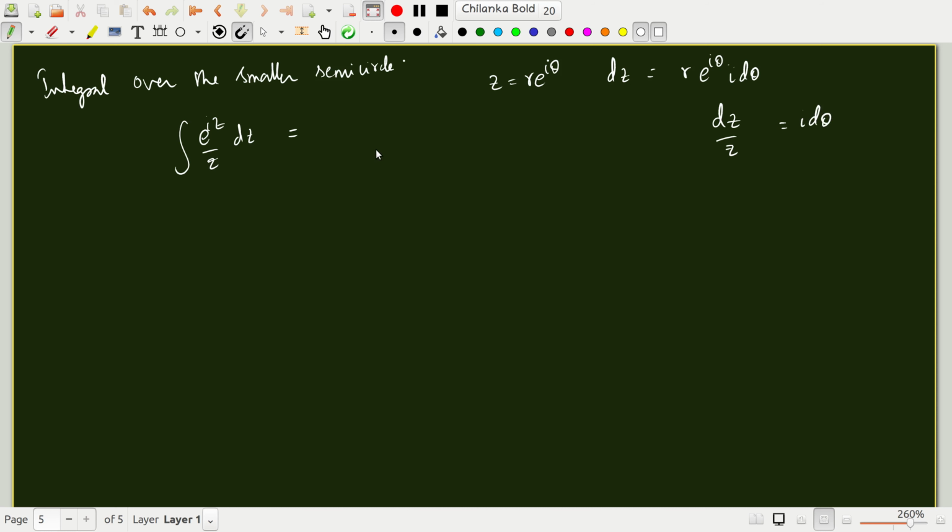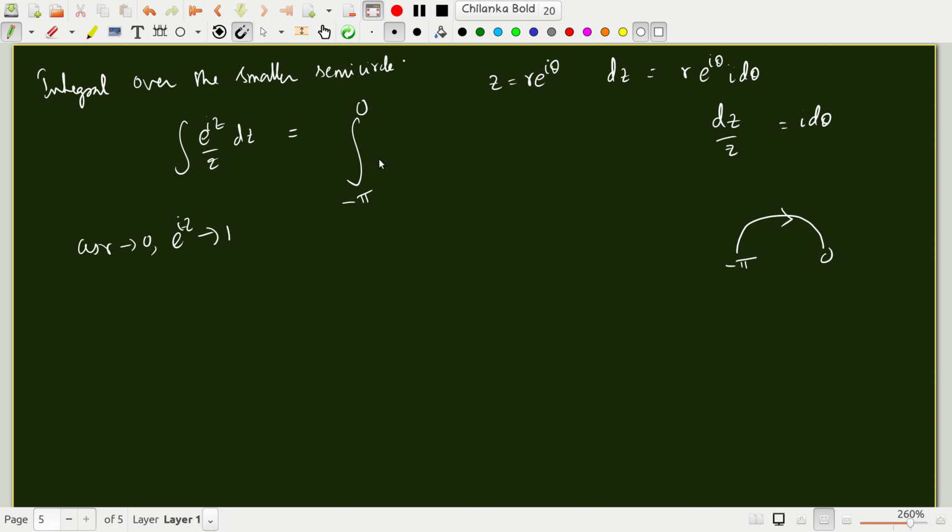Now, as r goes to 0, z is r e to the i theta, so e to the iz goes to 1, because it's like e to the 0. So you are essentially left with the integral from minus pi to 0. Remember, you are going clockwise from minus pi to 0.